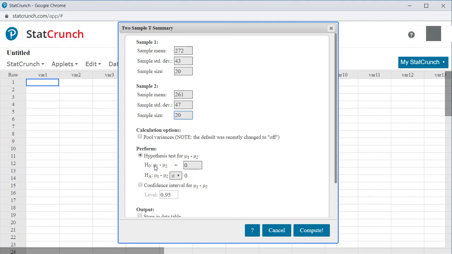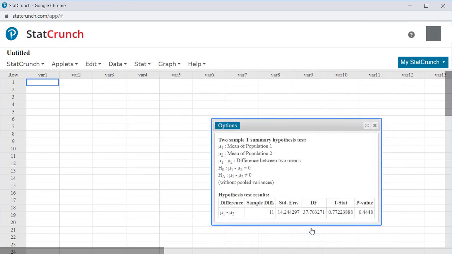We're doing a hypothesis test, and again, this is where the structure of the hypothesis test looks a little different, but it's equivalent. So we have a null hypothesis of mu1 minus mu2 equals 0 versus an alternative hypothesis of mu1 minus mu2 does not equal 0, as opposed to less than or greater than. So leave that at not equals to. So in this case, all we have to do is select compute. And so when we do that, we get the test statistic, which is 0.772.